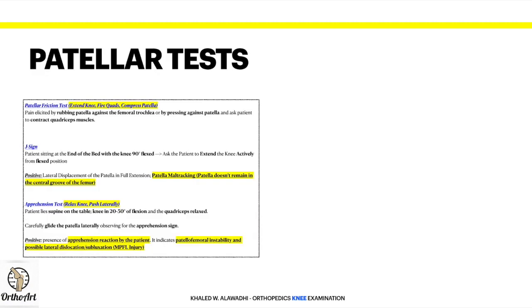Then you examine for the patella. You do a patellar friction test and J sign, and then you do an apprehension test. I think this is the final special test of the examination. So you do a patellar friction test. I remember I always say this: extend the knee, parallel squats, and compress the patella.